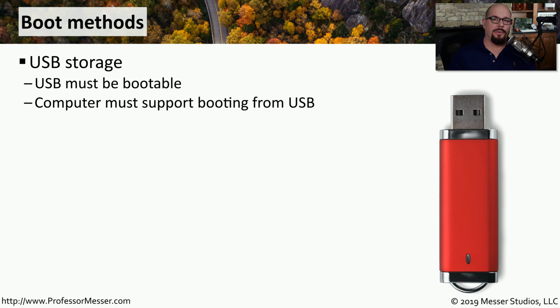When you're installing an operating system, you'll need some type of boot media. One type that's very common is to put the operating system files on a USB drive. The USB drive has to be bootable, and the computer you're using has to be able to boot from a USB interface. But if you're able to do those two things, you can plug into any available USB interface, start your computer, and start installing your operating system directly from USB.